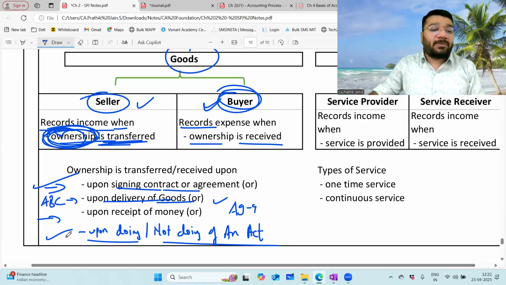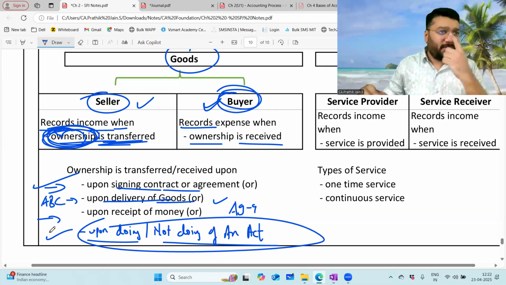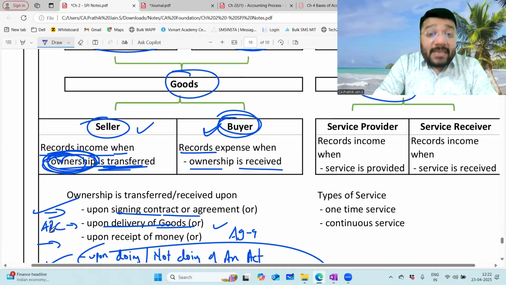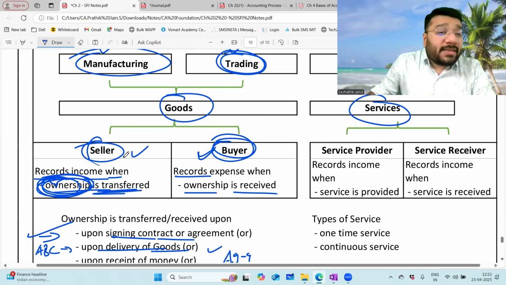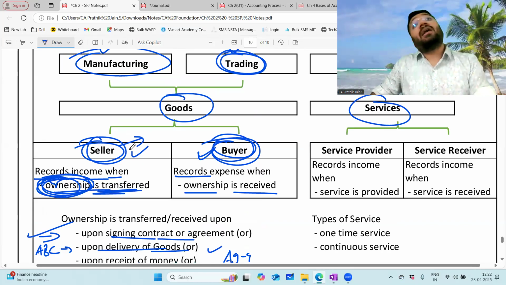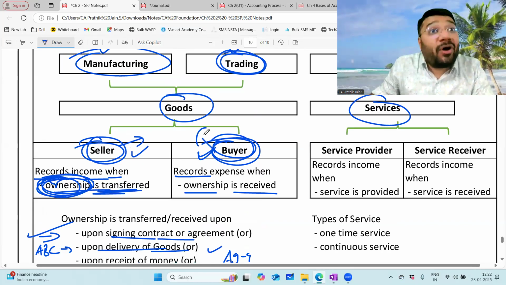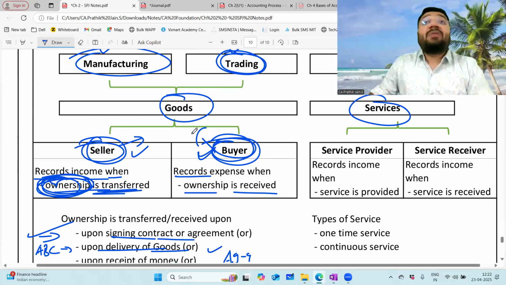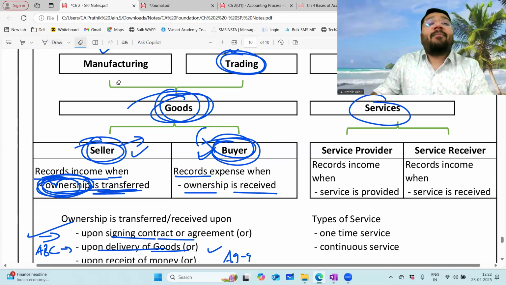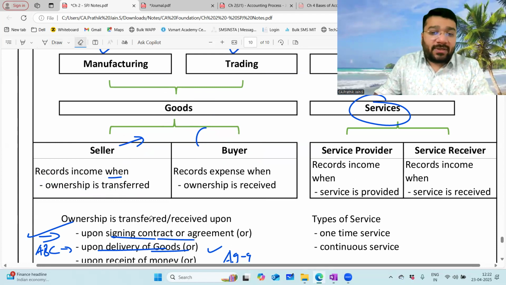This point is not added, I'll include it. Can somebody remind me this point alone? At the end. Today itself, once the class gets over, I'll document it. But this is the point when the seller will record his income and the buyer will record his expense. This is a point when I say income is earned for the seller and expense is incurred for the buyer. This is in the context of goods. Now we have to discuss the same point in the context of service.